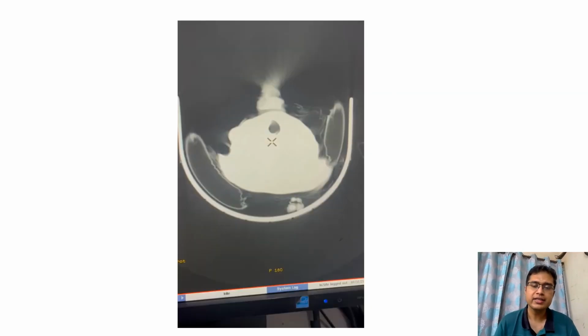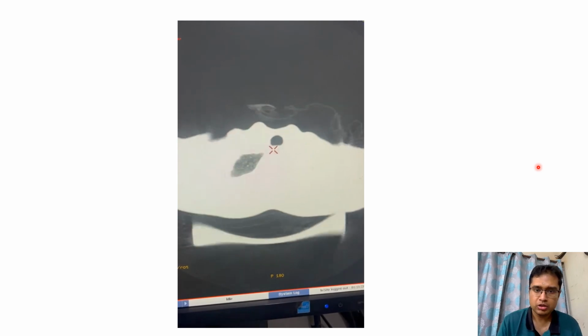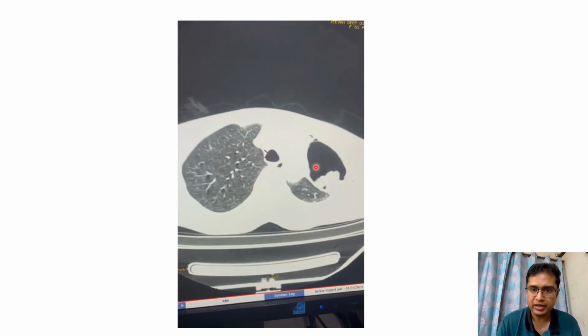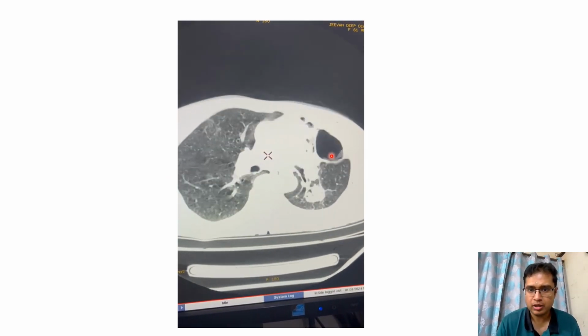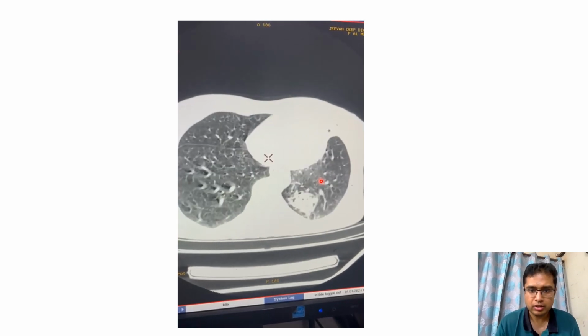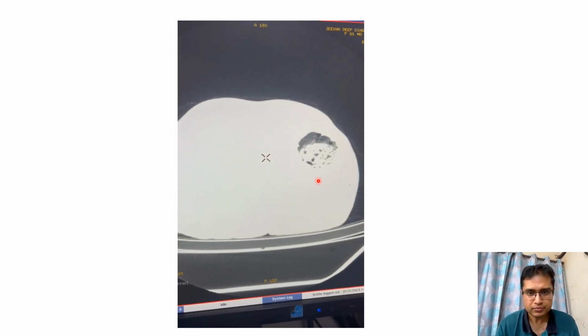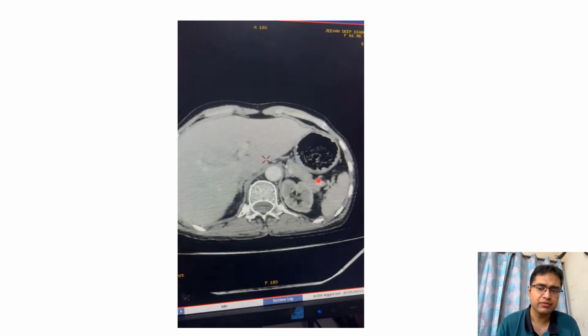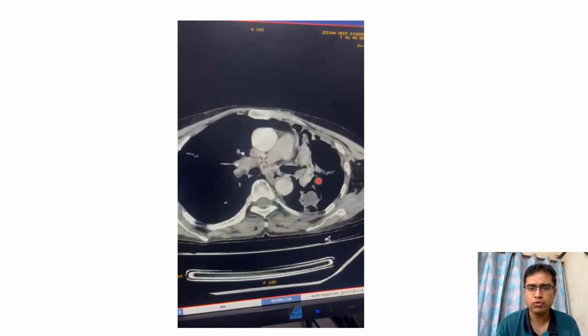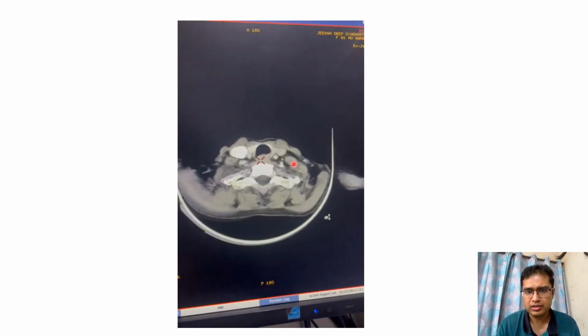So coming to our next case, this patient presented with chronic cough and fever, and we got HRCT done for this patient. These are the axial sections, lung window, where we can see a large cavity along with some soft tissue density mass within it. Multiple such cavities are seen in the left lung field along with some volume loss and mediastinal shift to the left. This is the mediastinal window.